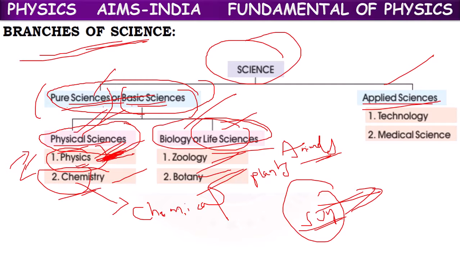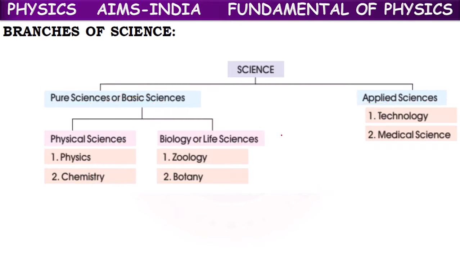Okay. So one more category of science is applied science. In applied science, we will learn about technology and medical science. Technology and medical science. So these are the branches of science.